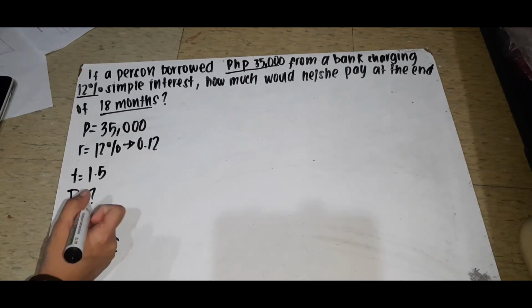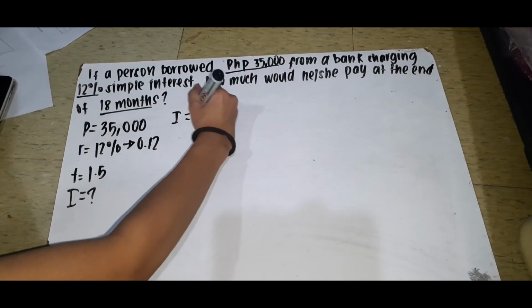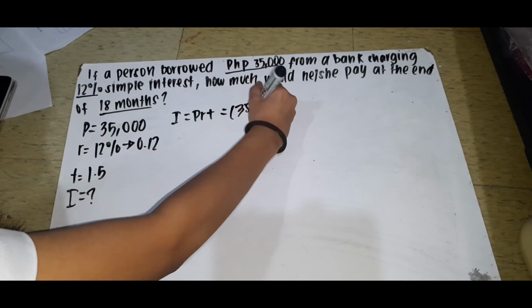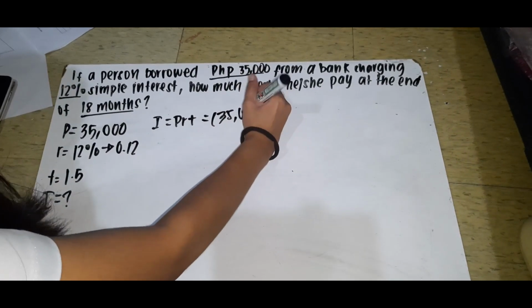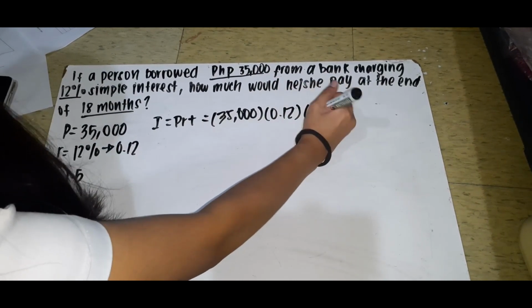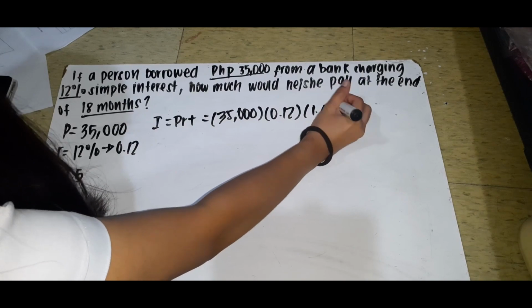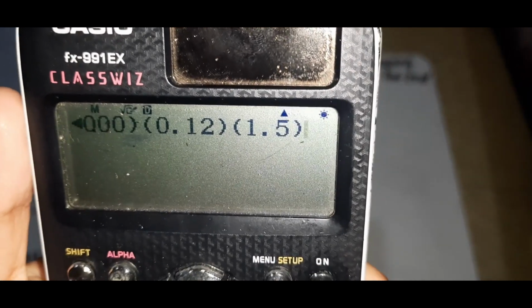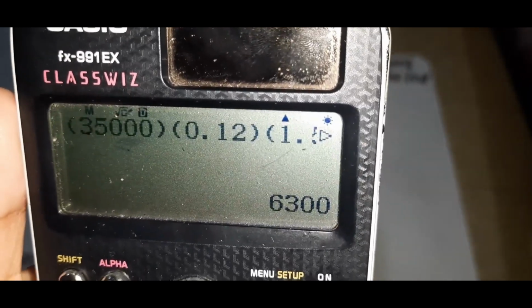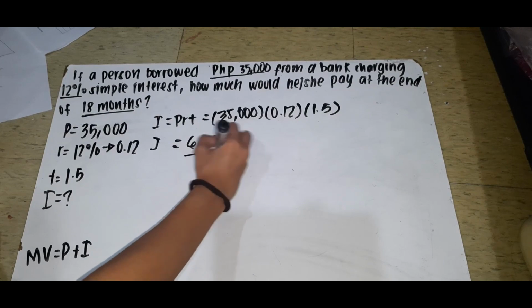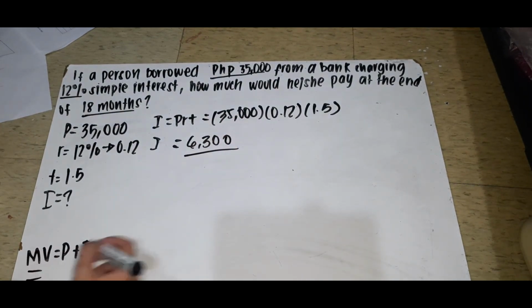Looking at the triangular, if you can still remember, it is I is equals to PRT. So substitute all the given. So principal is 35,000. Rate is 0.12. And time is 1.5. So now it's in my calculator and the answer would be 6,300. So the interest is 6,300, but this isn't the final answer since we're looking for the maturity value.